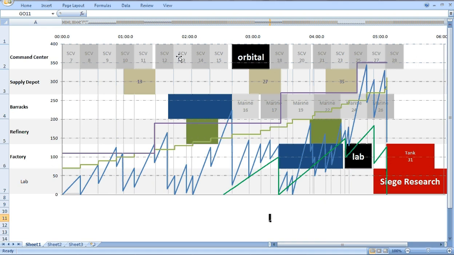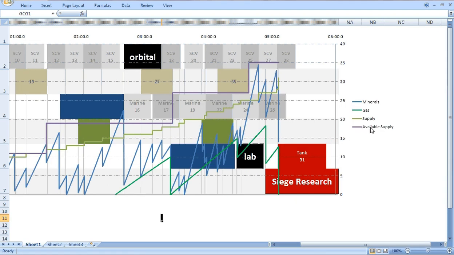It's really cool. So anytime you build a unit, let's say I'm building an SCV, supply number 9, when I build it, I lose 50 minerals on the construction of the SCV, I gain 1 supply, right? And then this is graphing out the supply cap. Anytime I build a supply depot, I can get more supply, right? So available supply is the purple line. Supply is the light green line. And then the dark green line is gas, right? And the blue line, of course, is minerals.